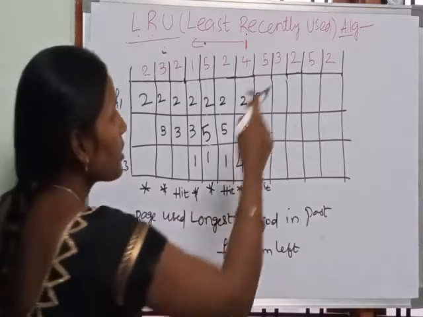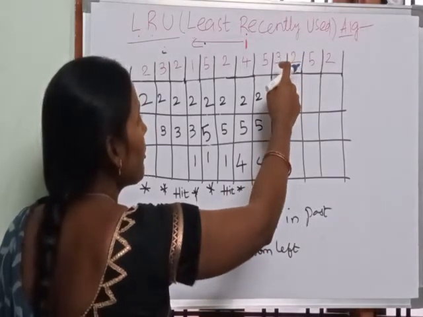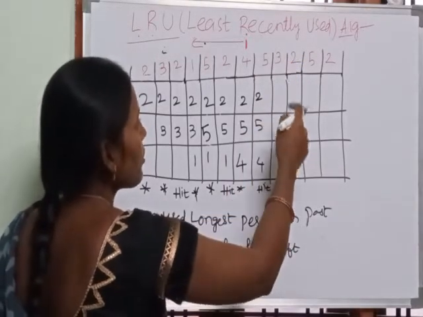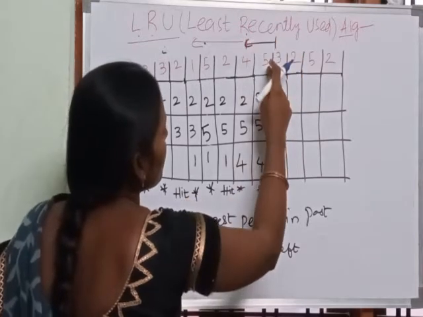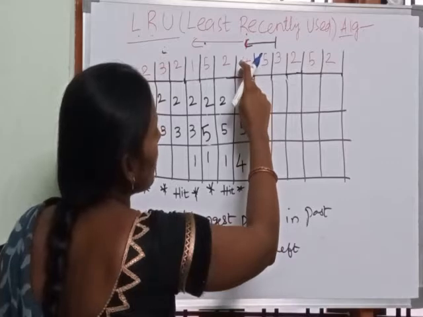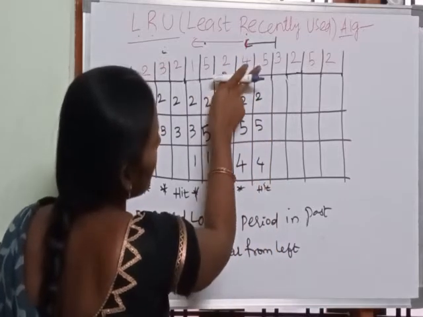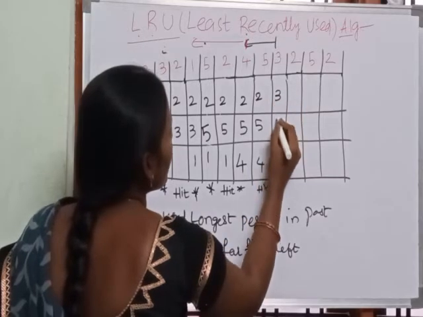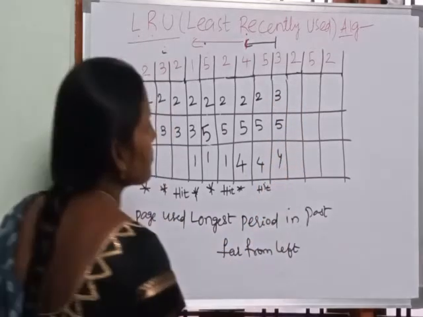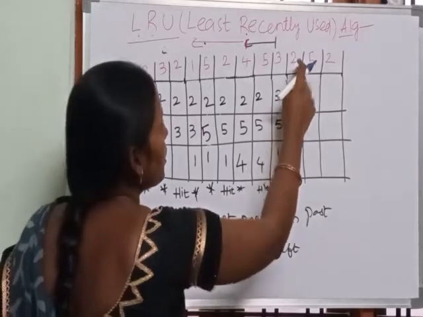If you want to insert 3 into the available frames, which is to be replaced? Consider far from left. So, 5, 4, 2. 2 is to be replaced. So 3, 5, 4.